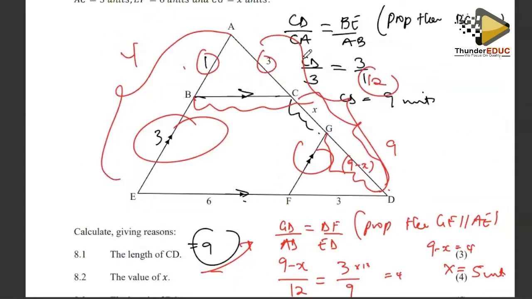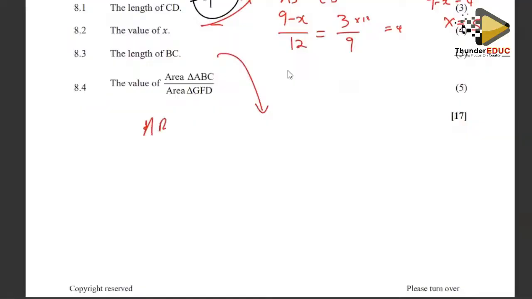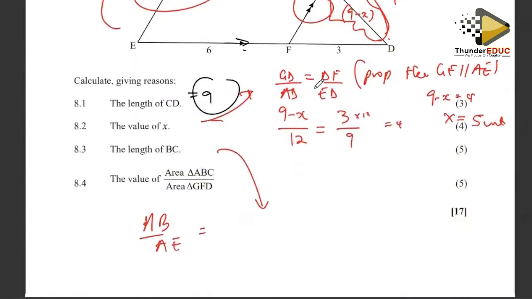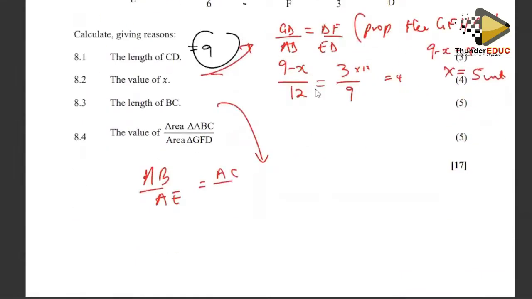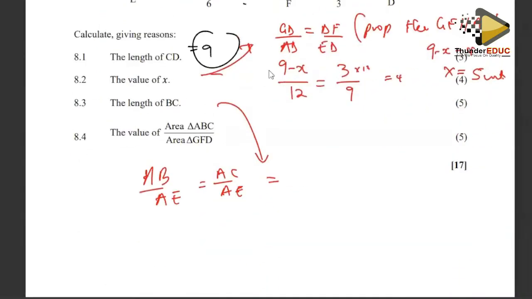Okay, so we can say that AB over AE is equivalent to AC over AD, AC over AE, which must also be the same as BC over ED. This is going to be sides in proportion because the triangles are similar, okay? So that is one approach.